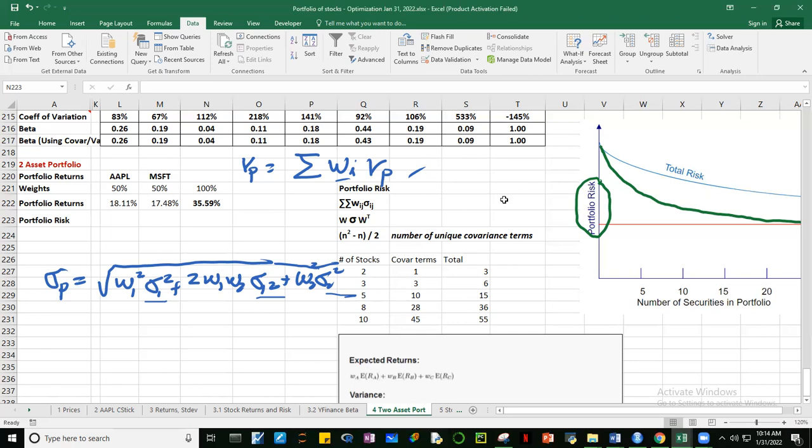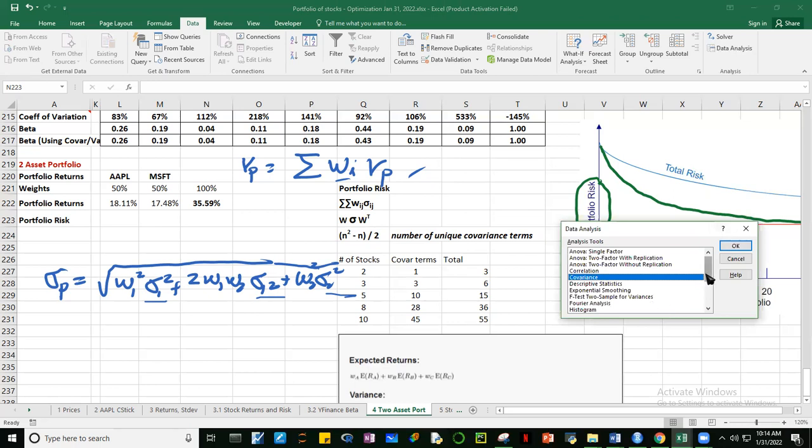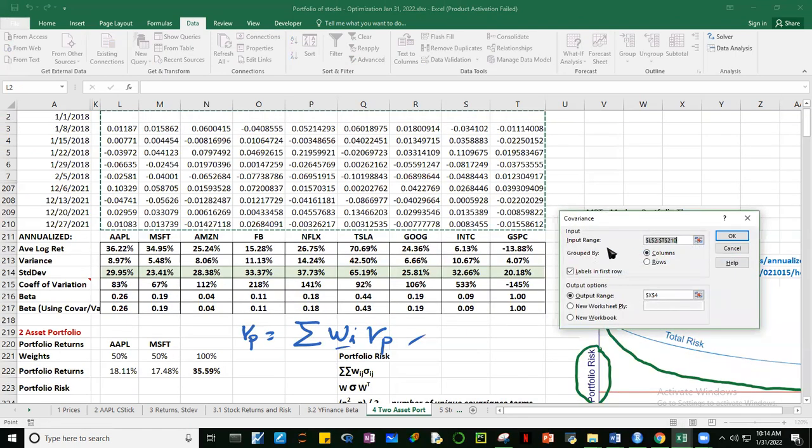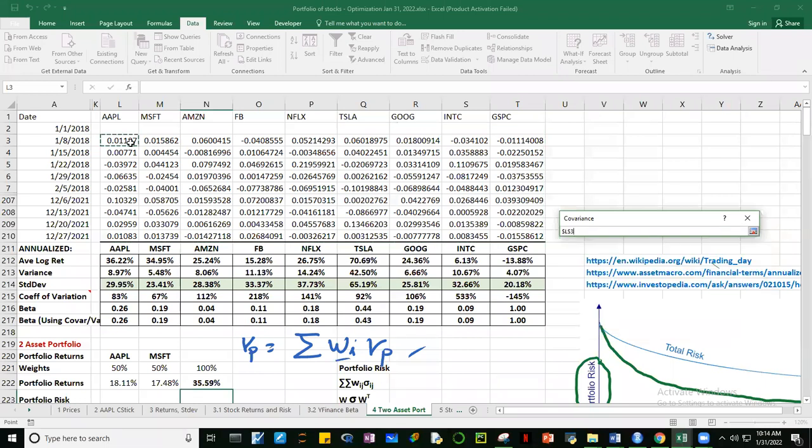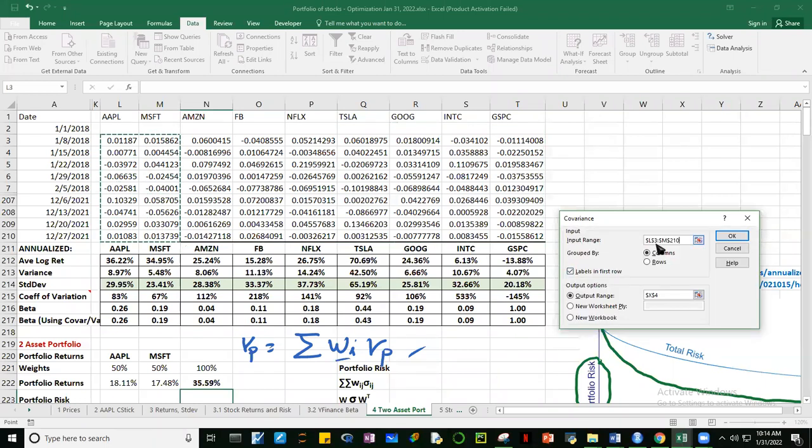Okay, so let's compute for the variance covariance. Data Analysis. Ito guys, covariance dito. Okay. Now, input range natin. Ano yung input range? So dapat guys, yung assets natin magkatabi. So ang input range natin, tama-tama itong si Apple at saka si Microsoft, L3 to M10. Okay, na-capture yung hidden, ano?